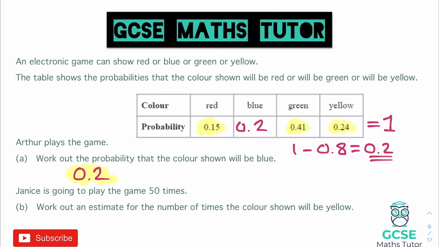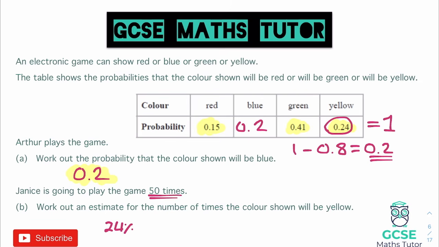Part B here, it says Janice is going to play the game 50 times. Work out an estimate for the number of times the colour will show yellow. Now, obviously yellow means we need to use this decimal here this time, which is 0.24. Now again, there's a couple of different ways of working this out, but 0.24 as a percentage is 24%. So you could work out 24% of 50, and that would give you your answer.